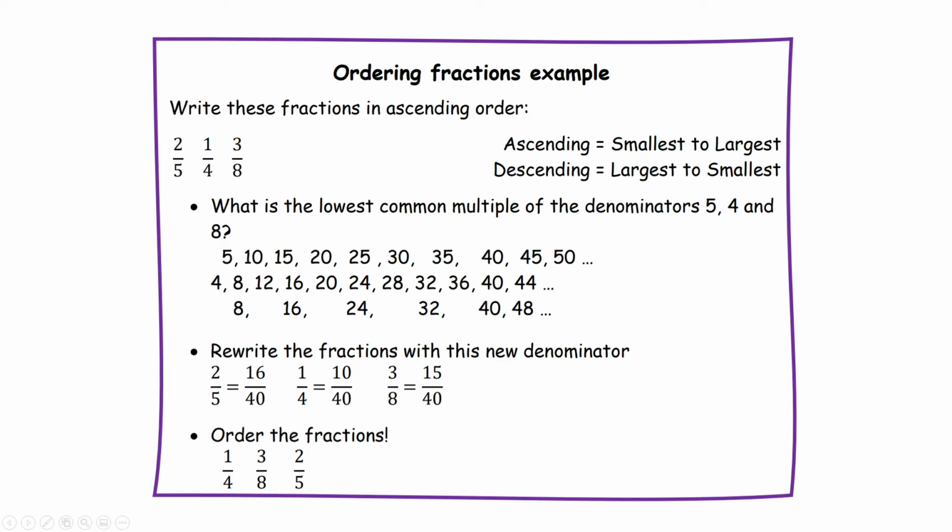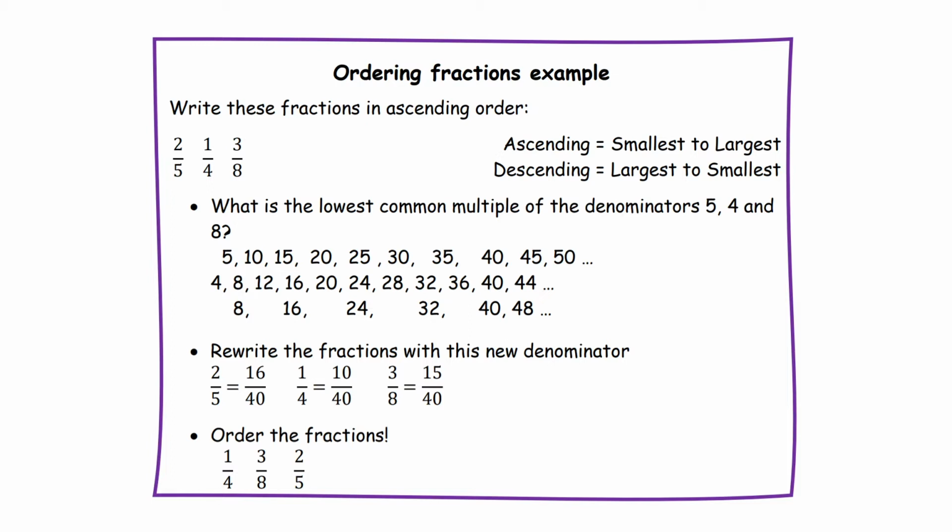Now you can only ever compare fractions if the denominator, which is the bottom number of the fraction, is the same. So if we look at these three fractions that we have here, 2 over 5, 1 over 4, and 3 over 8, the first question I want you to ask yourself is, what is the lowest common multiple of the denominators 5, 4, and 8? And all that question is saying is, what is the lowest number that appears in all of these times tables?